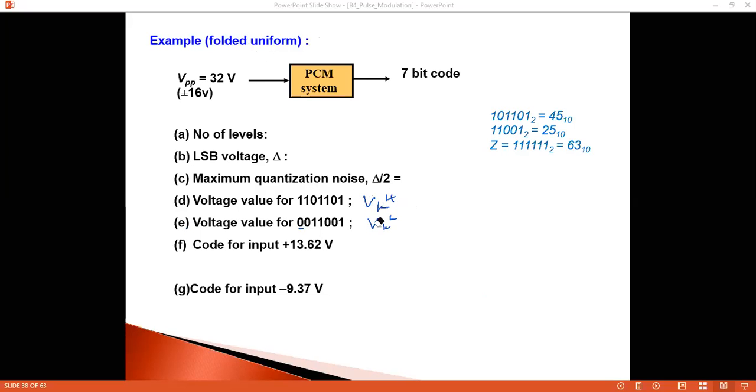Let's look at the next question: the code for 13.62 volt. Let me use the whiteboard, it will be more spacious. What is the code if you are given voltage equal to 13.62 volt?